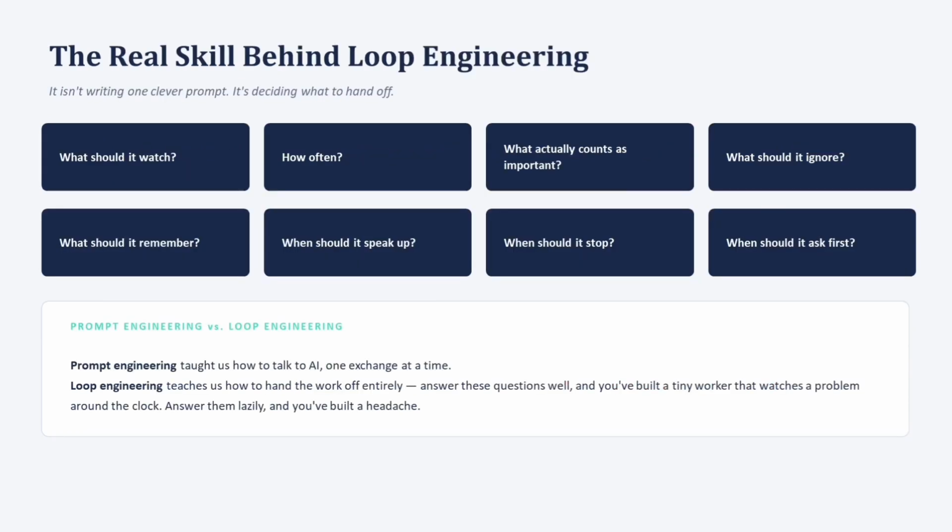Then the real skill behind loop engineering. What kind of skill is needed in loop engineering, such as what should it watch, how often, what actually counts as important, what should it ignore, what should it remember. It totally depends on your condition and your prompts, because every task has some important questions to ask in loop engineering. So the questions also depend on the task and the prompt. Also, I have given some differences between prompt engineering and loop engineering, so you can have a look at that.